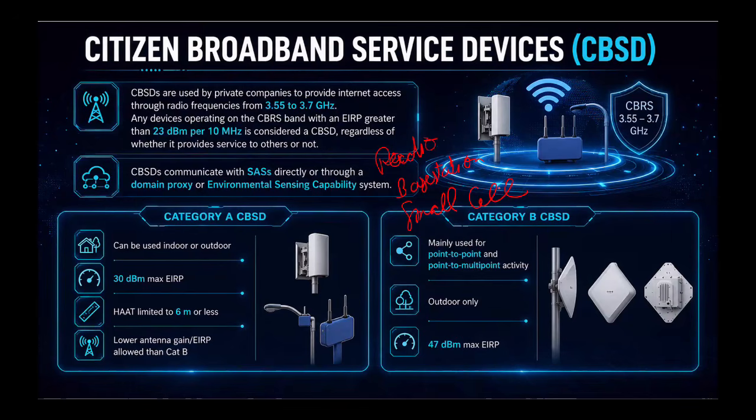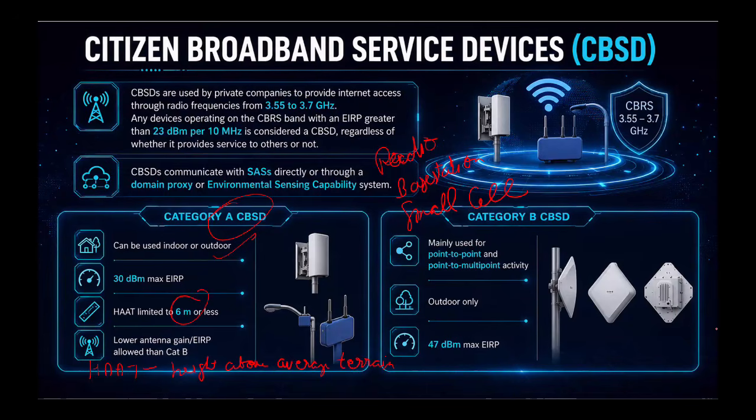CBSDs are divided into two categories, A and B. The first one is category A CBSD. It is basically used for indoor enterprise networks such as offices, hospitals, warehouses, factories, shopping malls, campuses, etc. And it can be installed indoor or outdoor as well. The maximum transmit power is 30 dBm and its height above average terrain is a maximum of 6 meters. What is HAT? HAT is height above average terrain, right?